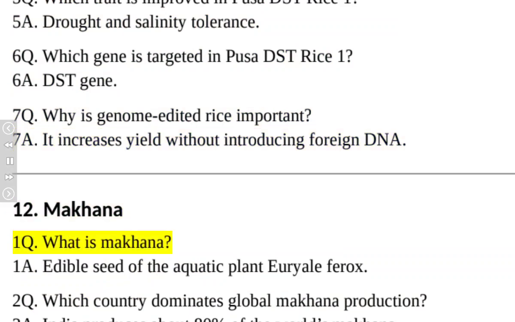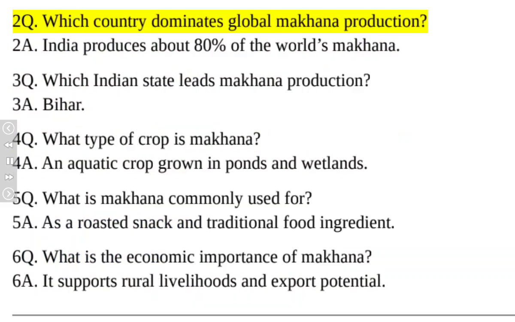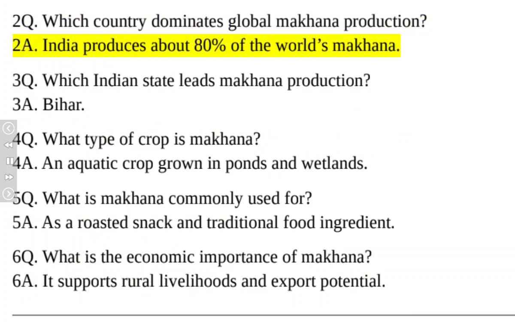12. Makhana. 1Q. What is makhana? 1A. Edible seed of the aquatic plant Euryale ferox. 2Q. Which country dominates global makhana production? 2A. India produces about 80% of the world's makhana.